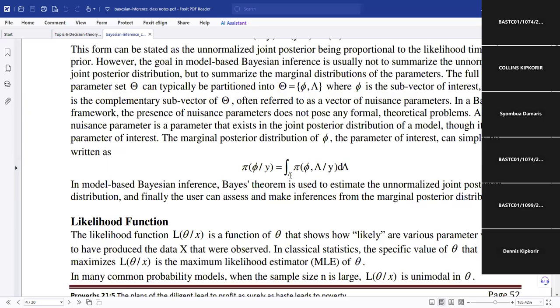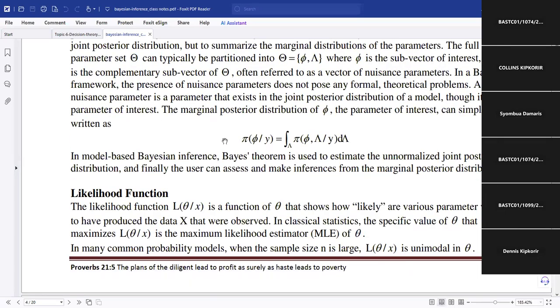That is the parameter that we are not interested in, and having a combination of the two given y with regard to whatever we are not interested in. In model-based Bayesian, Bayes' theorem is used to estimate the unnormalized joint distribution. Finally, the user can access and make inference from the marginal posterior distribution.